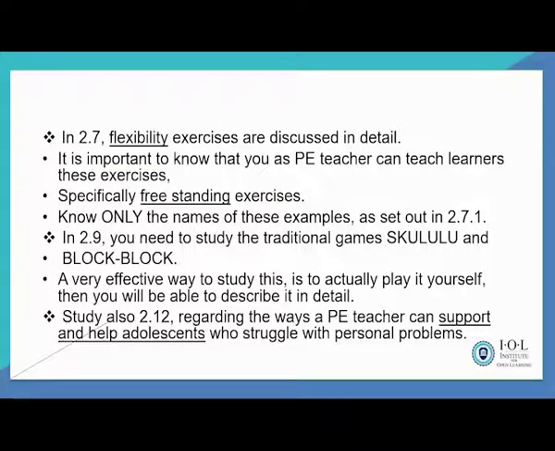In 2.7, flexibility exercises are discussed in detail. It is important to note that you as PE teacher can teach learners these exercises, specifically freestanding exercises. Know only the names of these examples as set out in 2.7.1.